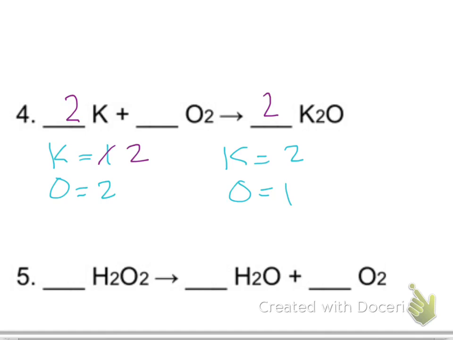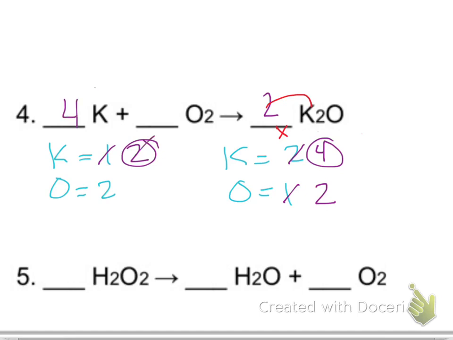But once we distribute this, look what happens. This gives us 4 because 2 times 2 is 4, but it does give us 2 oxygen, so at least we have our oxygen balanced. So now our potassium is off balance, so we need to fix that.